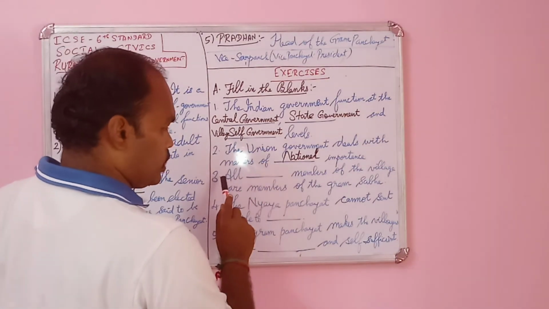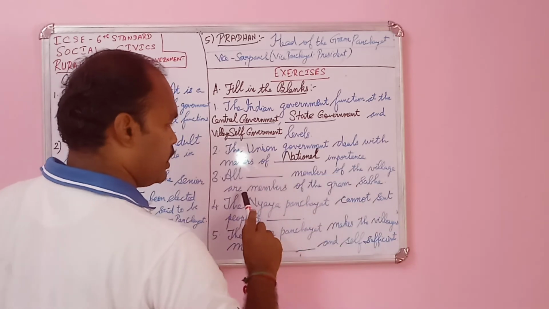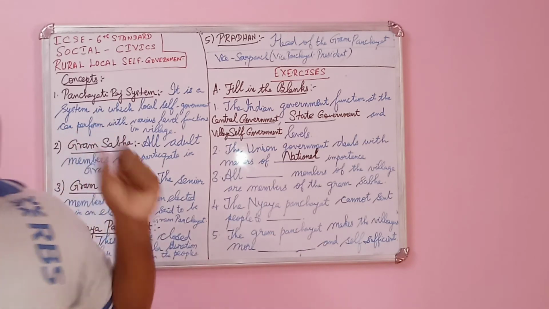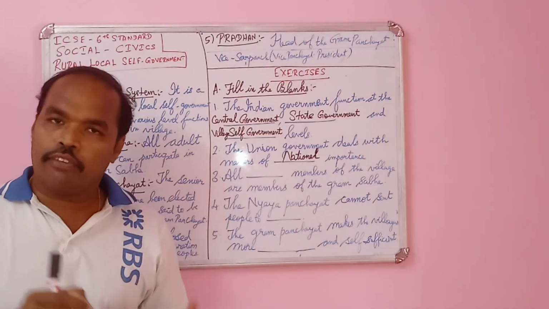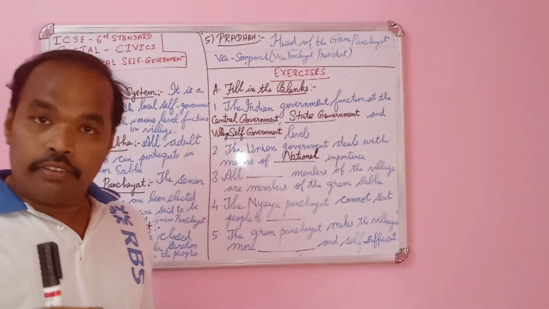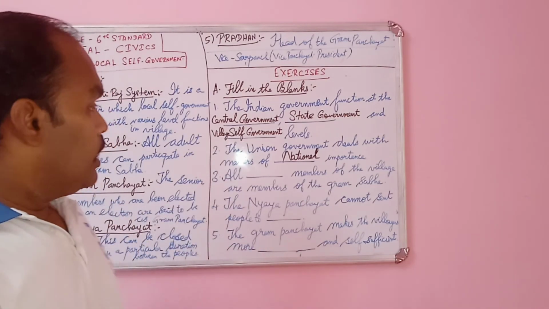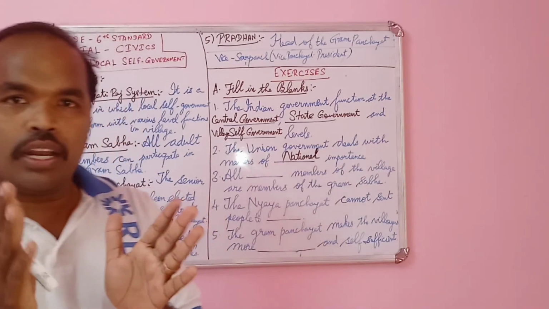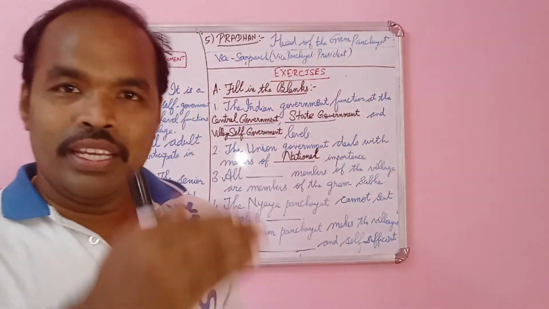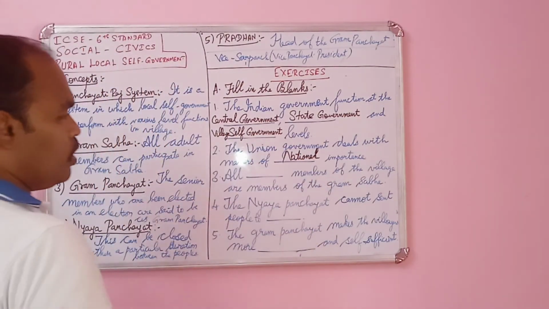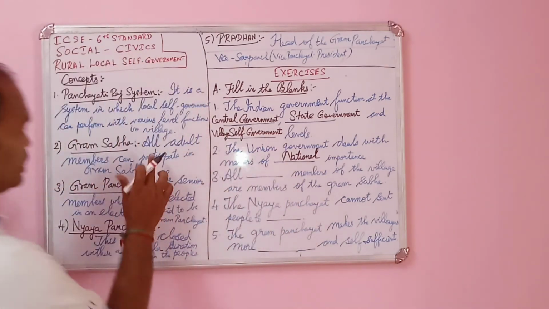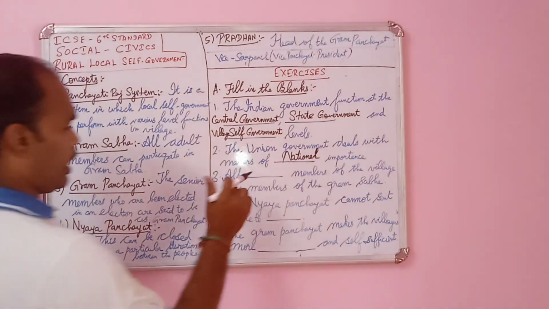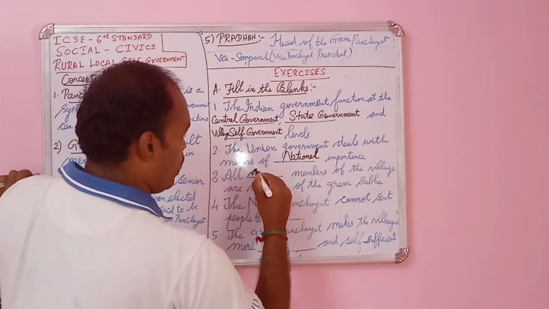Third question: all dash members of the village are members of the Gram Sabha. At the beginning of this class, I explained about the Gram Sabha. What do you mean by Gram Sabha? All the adult members can participate in this Gram Sabha. So, all adult members can participate in Gram Sabha.